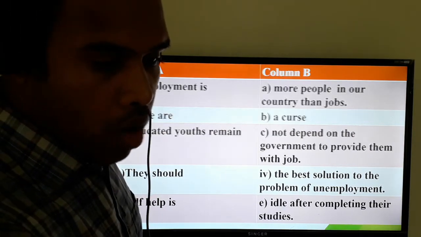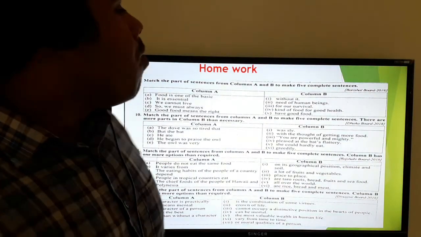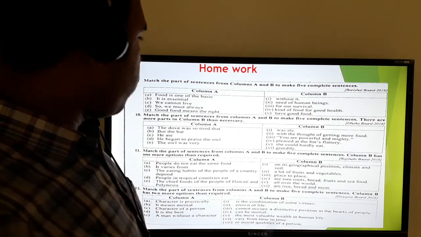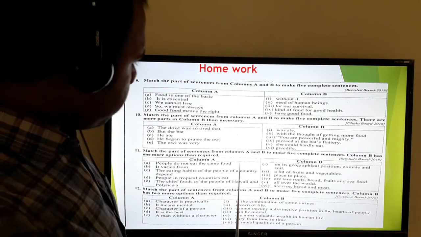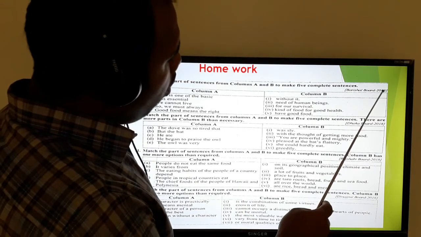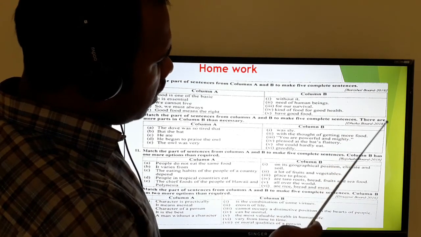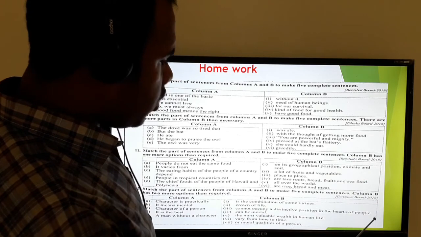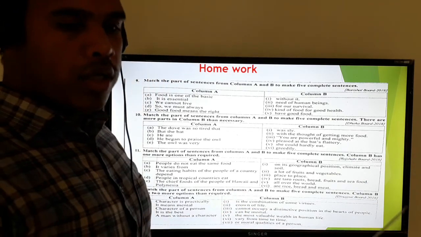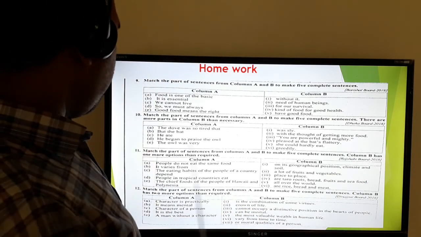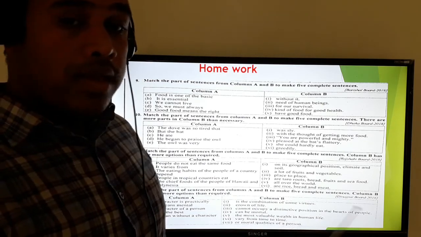Dear students, now we have come to the end, and there is homework for you. There are 4 tables, and all the tables have been taken from 2018-19. You can practice them here, or you will find them in your book, and you should try to solve them the way that I solved it.